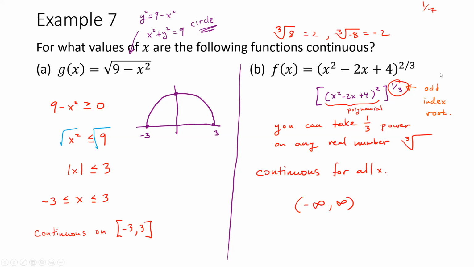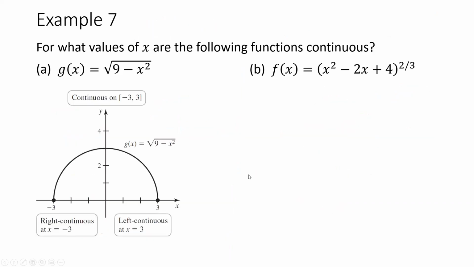Okay, so let me, oh yeah, so here's the graph of a semicircle, right? Yeah, this one we don't need to worry about a graph, just because we know it's a polynomial raised to the 1/3 power, so it'll be continuous everywhere.